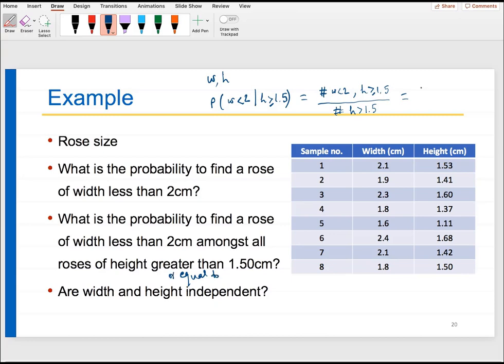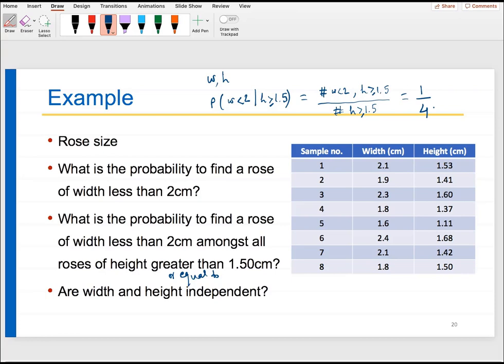So we have got one such example. Divided by 4. Huh? Is it 4? 5. Okay, fine. H is greater than 1.5, so 4. Greater than or equal to.